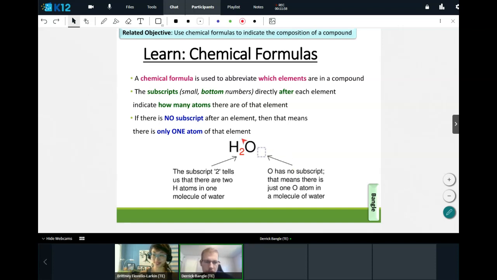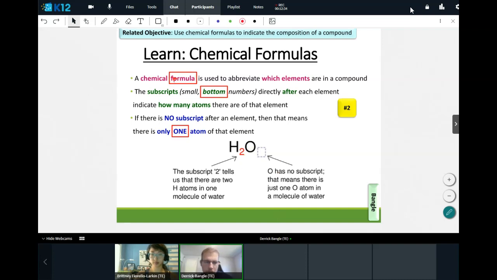All right. So if, for instance, our example of the H2O right here for water, the O has no subscript, which means there is just one atom of O per molecule of water. The subscript 2 tells us that there are 2 atoms of hydrogen in one molecule of water. H2O, 1 atom of oxygen, 2 atoms of hydrogen. The blank always means 1.